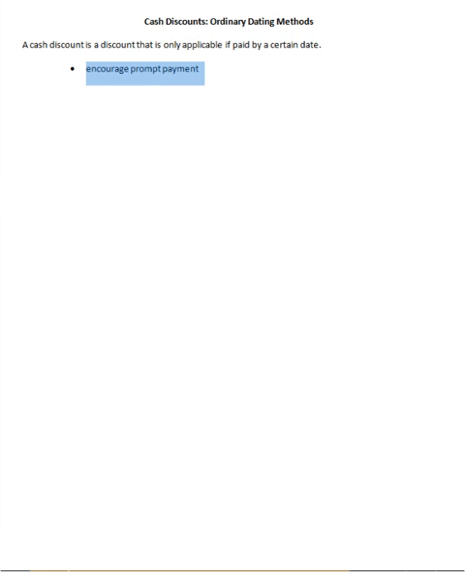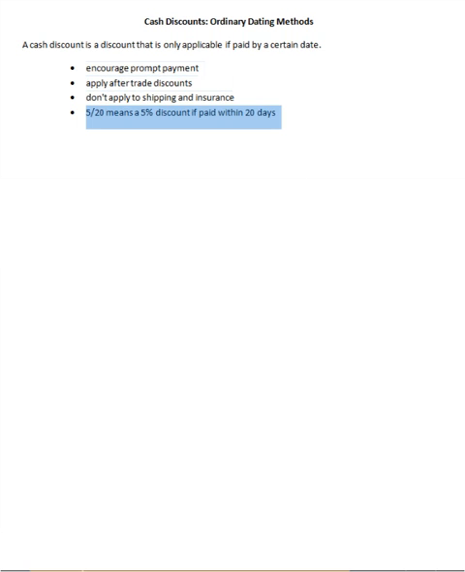Cash discounts are only going to apply after any trade discounts are applied, and the cash discounts do not apply towards shipping and insurance. So the notation for a cash discount, here's an example, 5/20. That's going to mean a 5% discount if paid within 20 days. So the number before the slash is the percentage discount. The number after is how many days it applies since the invoice date.